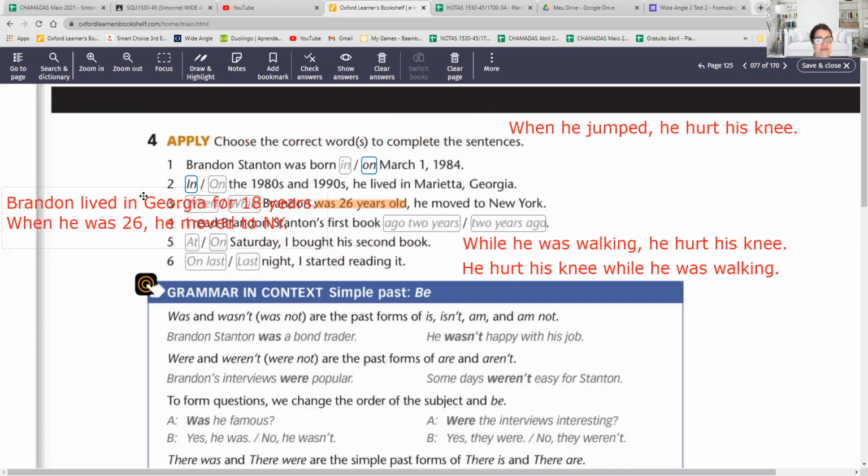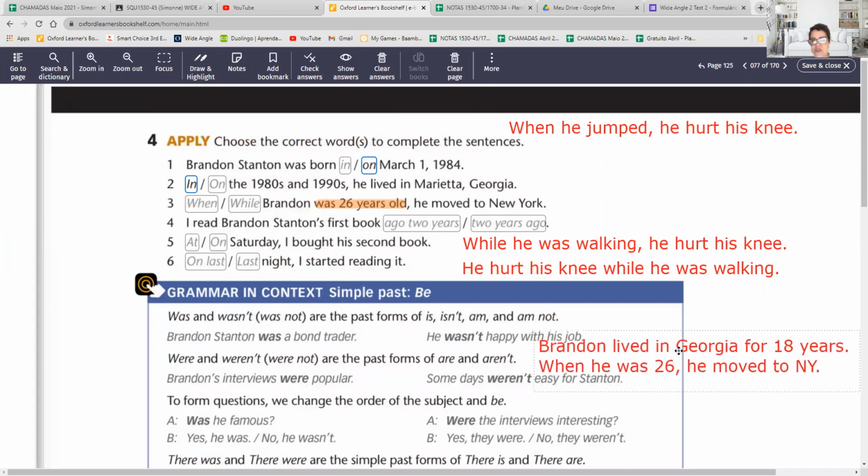Okay, guys. I'll try to put it down here. I'm sorry. Okay, do you understand now? Yep. Okay, guys. So let's go to the third one. Here, when Brandon was 26 years old, he moved to New York, as if I were describing a sequence of events. Okay, so here we go.